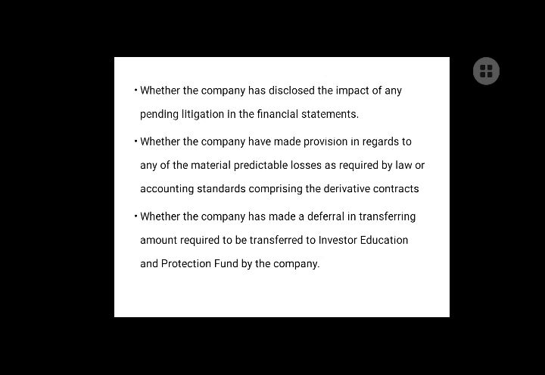Whether the company has made provision in regard to any of the material foreseeable losses as required by the law or accounting standards, comprising the derivative contracts. If the company has made any provision regarding material losses in future, whether those are in accordance with the accounting standards or not. Whether the company has made a delay in transferring the amount required to be transferred to the Investor Education and Protection Fund by the company. If the company has any provision regarding the amount transferred to the Investor Education and Protection Fund, then it should be checked.